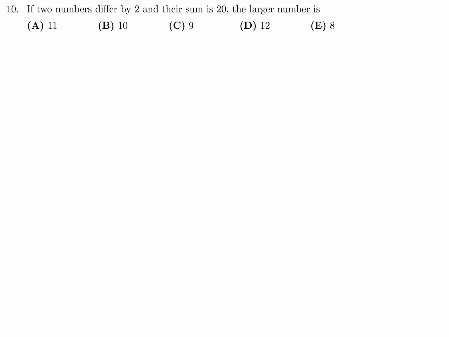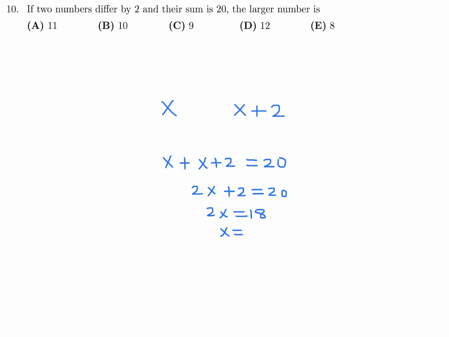If 2 numbers differ by 2 and their sum is 20, the larger number is. So 2 numbers: one I'll call x and another one I'll call x plus 2, since they differ by 2. And their sum is 20. Solving this algebraic equation, we get 2x plus 2 is 20. Therefore, 2x is 18, and therefore x is equal to 9. So this one was 9 and this one was 11. They want the larger number, so they want 11. Therefore, number 10, the answer is A.